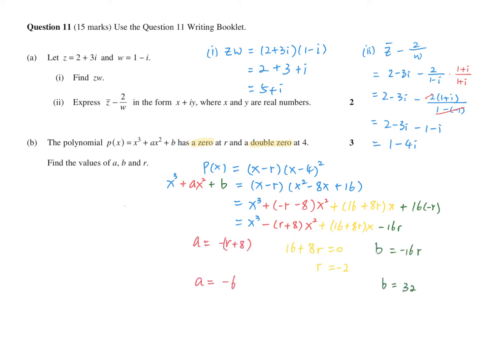They must be exactly the same, meaning the x cubed coefficient should be equal to the x cubed coefficient, and the x squared coefficient a should be equal to the x squared coefficient, minus the sum of r plus 8. And the x coefficient, there's nothing, meaning 16 plus 8r should be equal to 0. The constant term minus 16r should be equal to b. From the equation in the middle, we know that r equals minus 2. Then we can get the value of a equal to minus 6 and the value of b equal to 32.